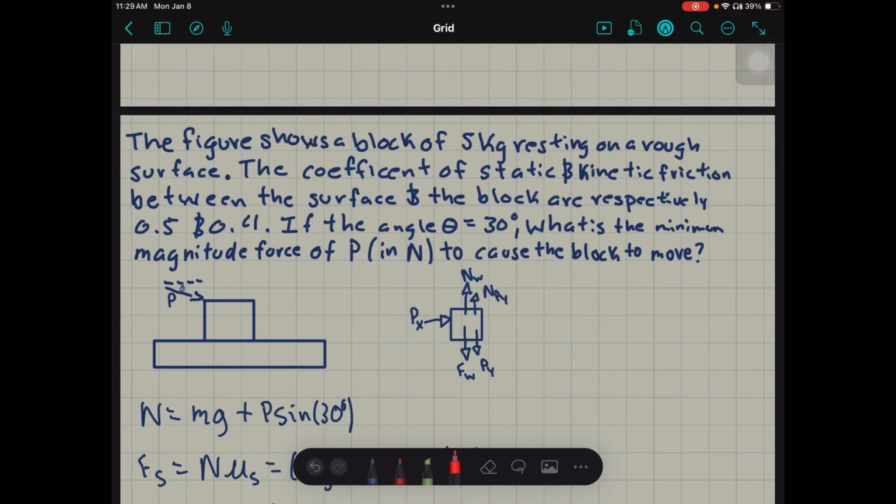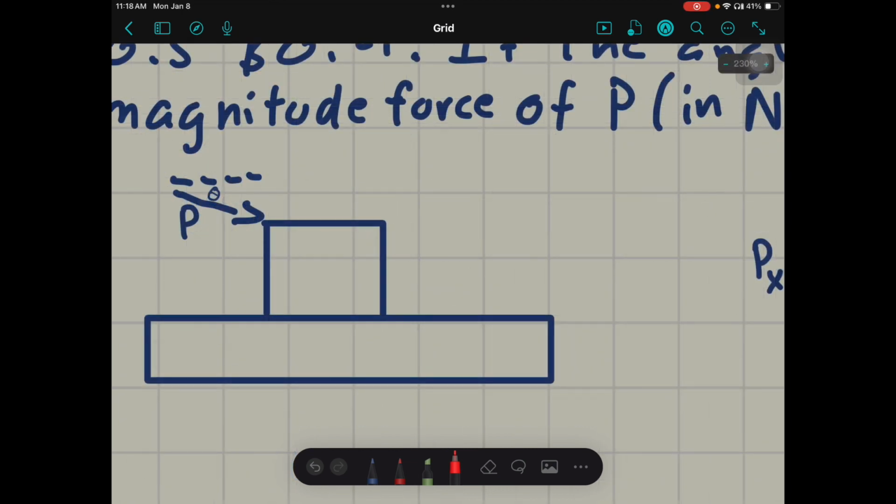Okay. The figure shows a block of 5 kilograms resting on a rough surface. The coefficients of static and kinetic friction between the surface and the block are respectively 0.5 and 0.4. If the angle theta equals 30 degrees, what is the minimum magnitude of P in newtons to cause the block to move? And we have this force vector P.